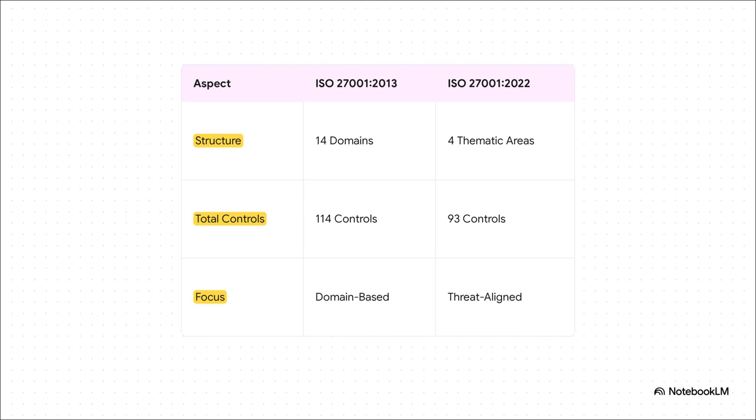Now, what's so interesting here is the biggest change between the versions. The old standard had 114 different security controls, organized into 14 separate domains. The new one simplifies all of that, grouping 93 controls into just 4 modern thematic areas. It's leaner, it's much more logical, and it's aligned with the kind of threats we're all facing today. And this wasn't just a simple reshuffle. The 2022 update adds 11 brand new controls. These are defenses designed specifically for the world we live in right now, tackling big challenges like cloud security, preventing data leakage, and using proactive threat intelligence.